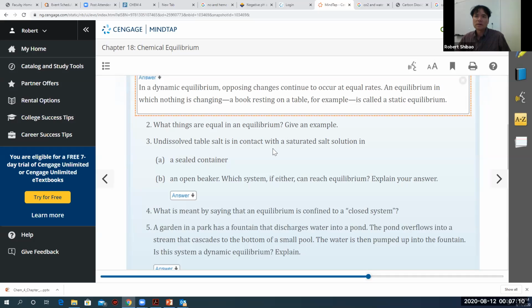Undissolved table salt is in contact with a saturated salt solution in an open beaker. Which system, if either, can reach equilibrium? Explain your answer. They're both at equilibrium.